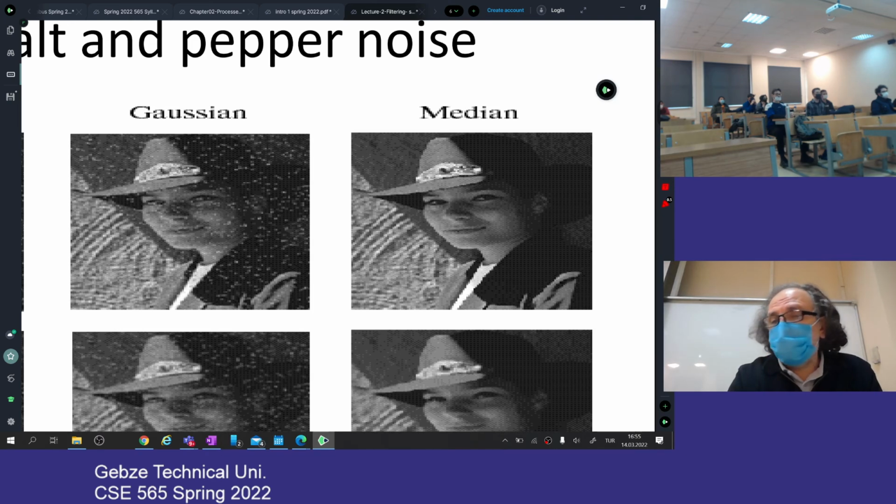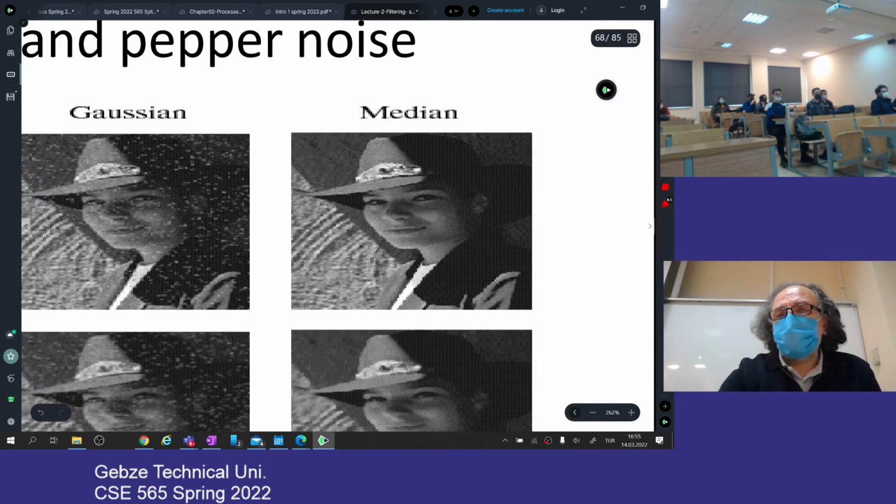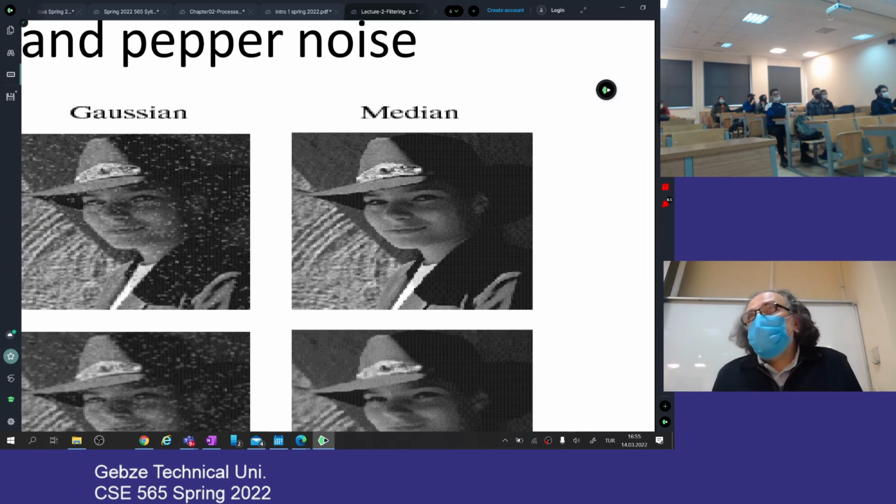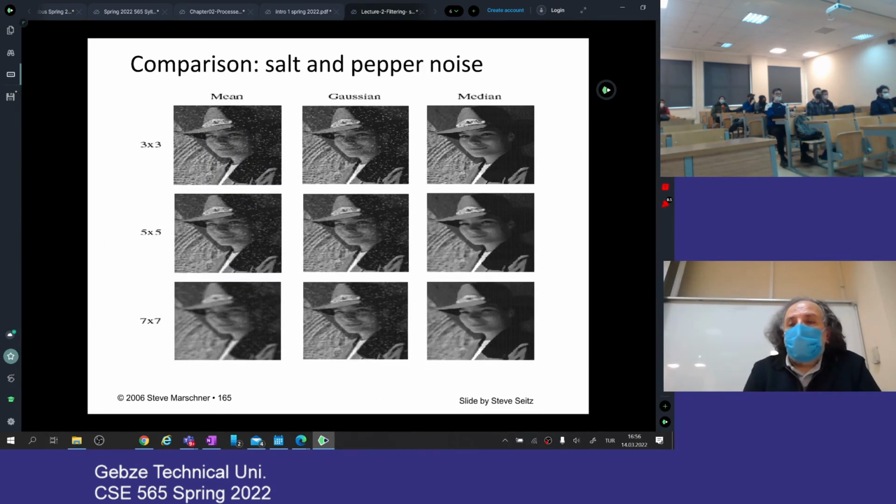Why? Because you would think that in a 3 by 3 window, one, maybe 2 pixels are affected. Okay, 1 or 2 maybe they are turned into white and black maybe. The rest of them are okay. So if you take the median of such a window, you will say that that's the original pixel without getting affected from the salt and pepper noise. That's why we like median filters for these kind of cases.